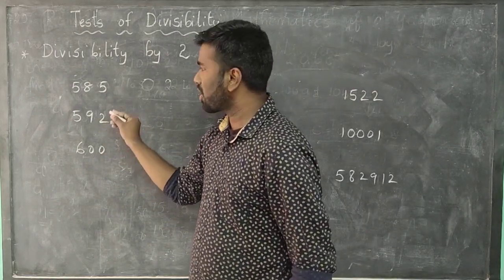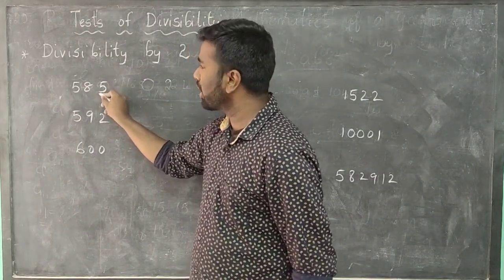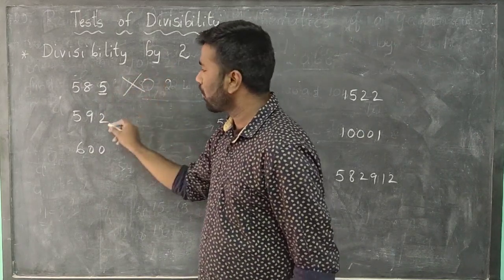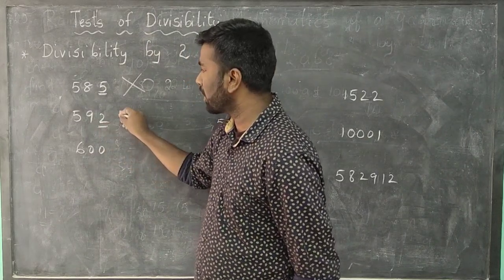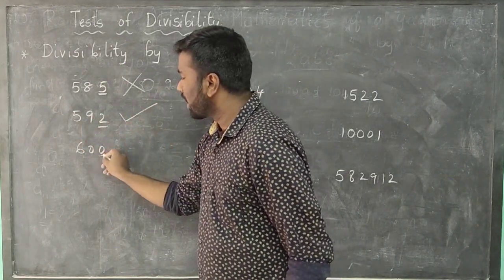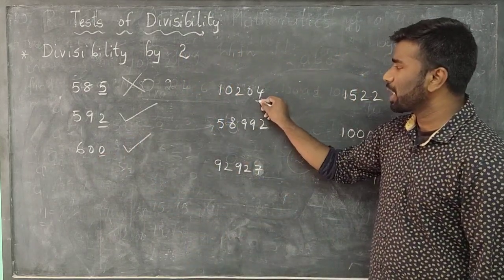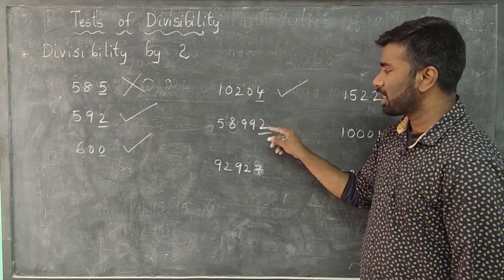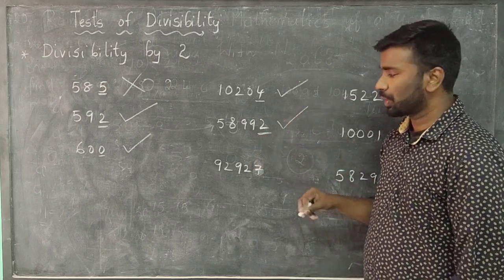Now we shall check the unit digit. In the case of this number, in the unit digit we have an odd number, that means this number is not divisible by 2. For this number, in place of the unit digit we have an even number, that means 592 is completely divisible by 2. In the unit place we have 0, so this number is divisible by 2. In the unit place we have 4, this number is divisible by 2. In this number, the unit digit is 2, so this number is divisible by 2.